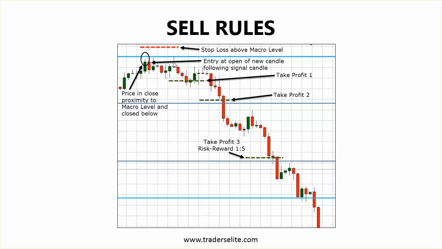So again, let's take a look at the sell rules in summary form. Right here we see price coming up close to the macro level, doesn't quite touch. Sometimes it touches, sometimes it breaks through, but as long as it closes as a sell below the macro level, then we're in business for a macro levels setup trade. So it's in close proximity to the macro level. We enter the market on the open of the new candle following the signal setup. Stop loss is positioned above the macro level. Take profit 1 is halfway between the entry and the next macro level.